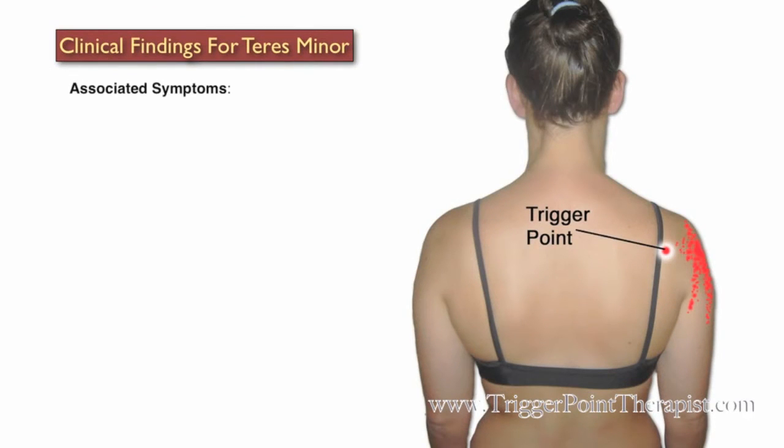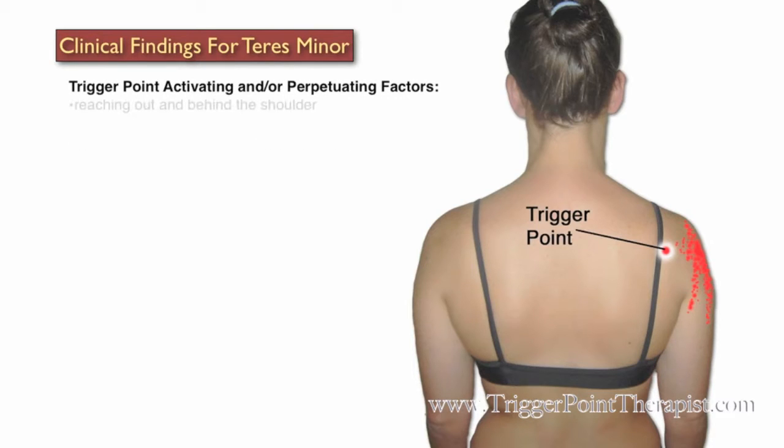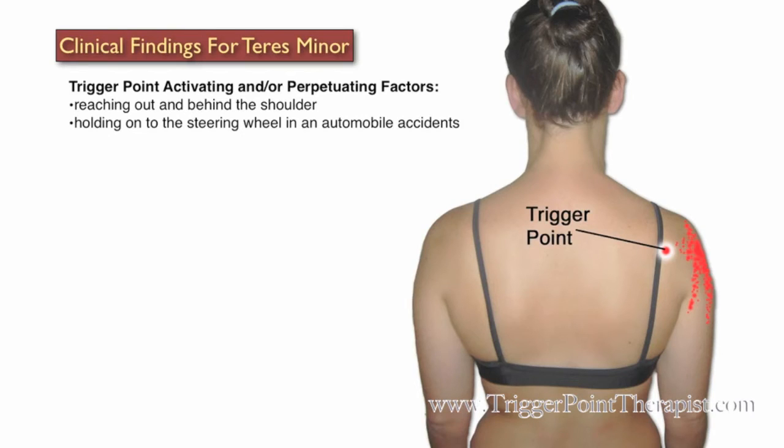Clinical findings for the teres minor trigger point. Dr. Travell refers to this muscle as the little brother to the infraspinatus muscle. Associated symptoms include a well-localized spot of pain and tenderness in the posterior shoulder region. This pain is often confused with painful bursa or bursitis. Activating or perpetuating factors for a trigger point in the teres minor muscle include reaching out and behind the shoulder, holding on to the steering wheel during automobile accidents, and playing volleyball.